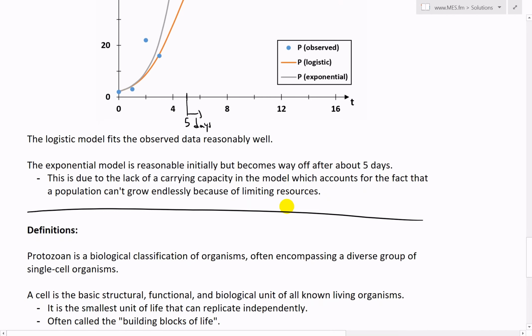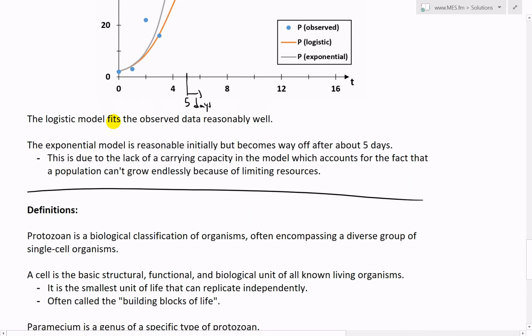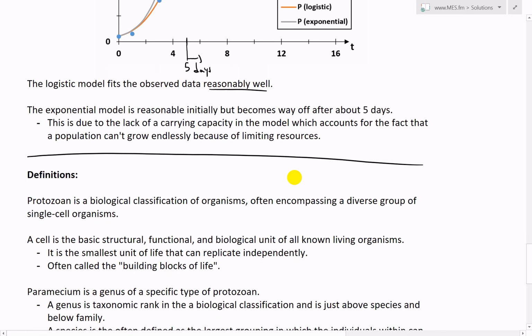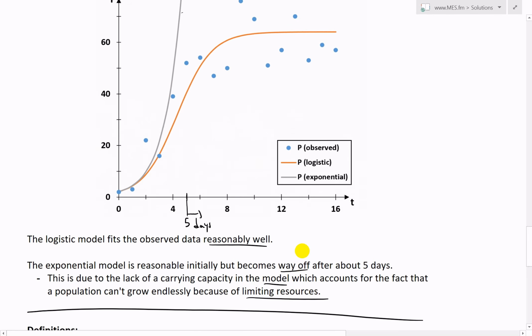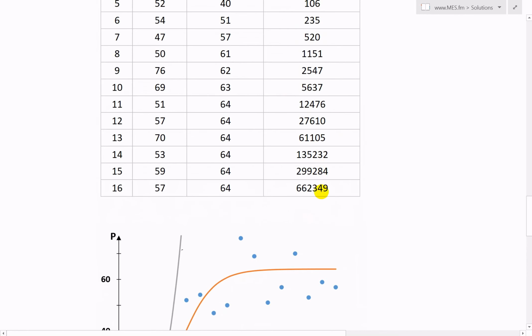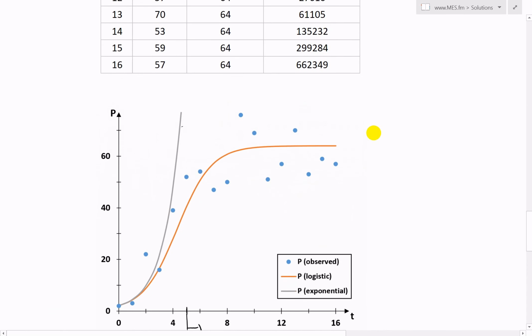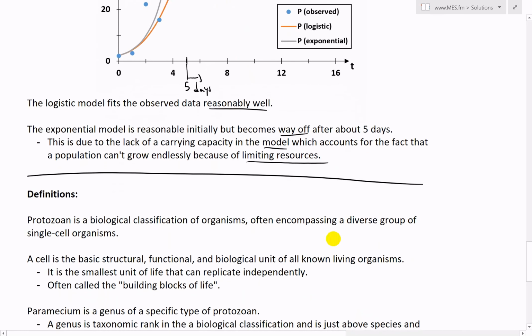So just to recap, the logistic model fits the observed data reasonably well. The exponential model is reasonable initially, but becomes way off after about 5 days. And this is, again, due to the lack of a carrying capacity in the exponential model, which accounts for the fact that a population can't grow endlessly because of limiting resources. As you can see here, this is going really, really high, which just doesn't make sense because there's not enough resources in any typical environment for that.